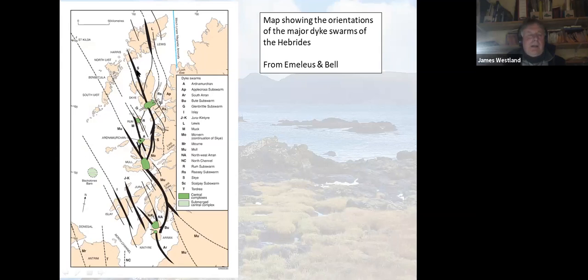Here's a map of the west coast showing you the major dike swarms and their orientations. And as you can see, it's mainly northwest, southeast, and that reflects the tectonic stress regime that was in place when all this was happening. It's about 60 million years ago, when the Atlantic Ocean was opening up. You've got tectonic plates moving apart, and the dikes have exploited the weaknesses caused by that.